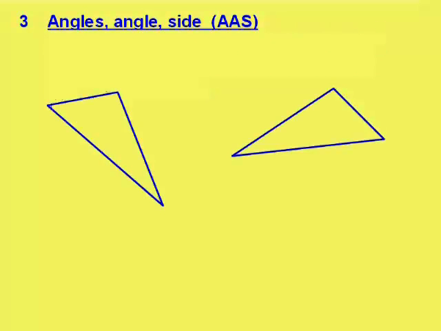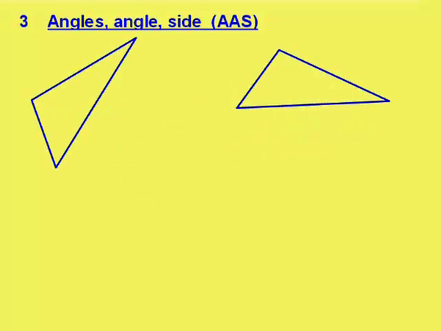I think it's best to look at some examples. Look at these two triangles. Those two angles are the same, so are those two, and the side in between the two angles is also the same. So yes, they're congruent. Two angles and a side, and the side is in between the two marked angles, and so it's in the same corresponding position in both triangles, and so they're congruent.